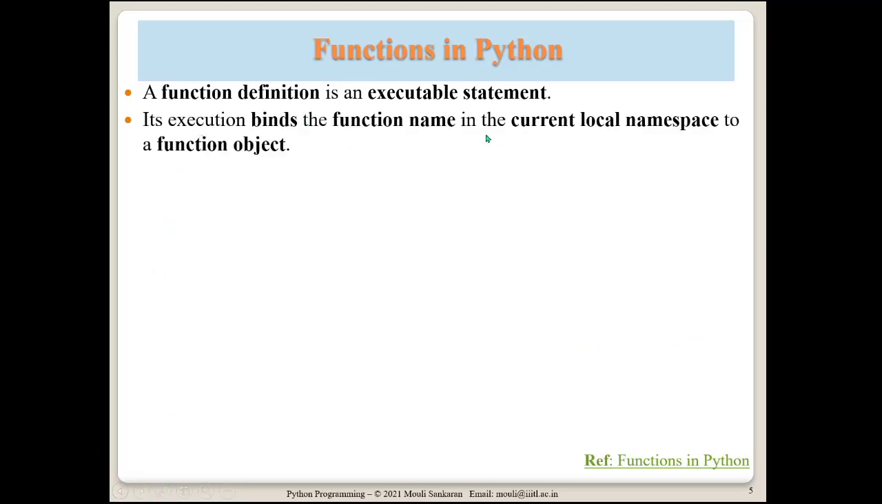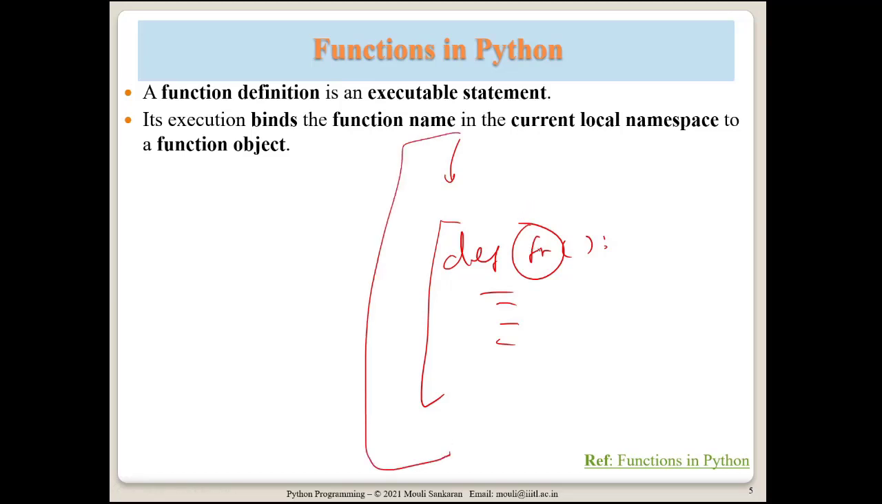Its execution binds the function name in the current local namespace to a function object. Now, when you say def something colon, this label is in the local namespace. Whatever is the namespace of this thing, this label is in that namespace. Now, what is the namespace? Namespace is the part of the program wherein a variable or a label is visible and it can be accessed.